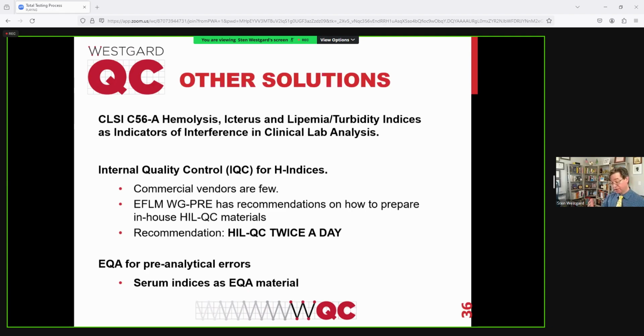And then there's also an EQA. You could do proficiency testing where the materials being sent to you are for serum indices, and CAP or somebody is going to send you a sample and you're going to determine, is it hemolyzed or is it not? Those are all different ways to tackle and identify where you have problems.